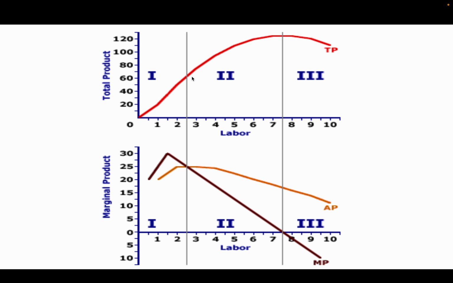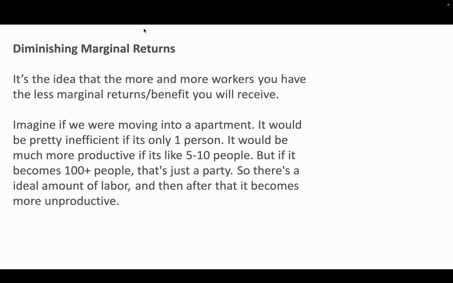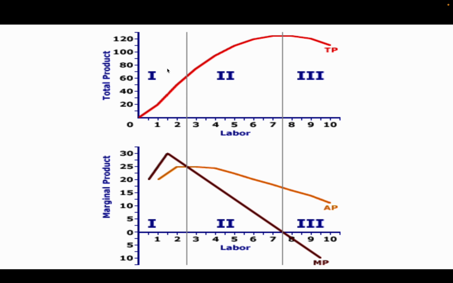So why does it look like that? Well, it's because of the diminishing marginal returns. It's the idea that the more and more workers you have, the less and less marginal benefit. I like to explain this using moving an apartment, because most people have moved from a house or an apartment. So let's imagine we're moving an apartment and we have a variable amount of labor. Say we have zero labor. Well, nothing's going to be done. It's zero product.